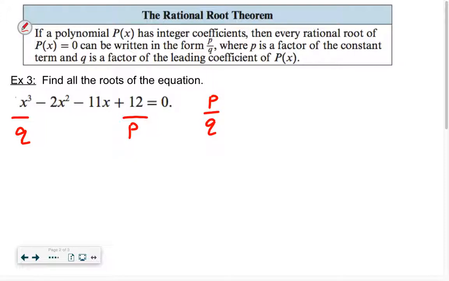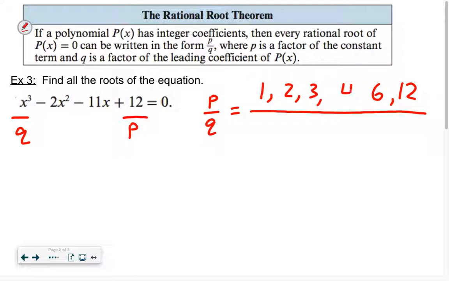Once again, p is 12, so let's start listing the factors of 12. Well, we have the trivial case of 1 and 12. It's even, so we know 2 is a factor. And then I also know 3 and 4. Factors of q. What's our leading coefficient here? 1. And I will tell you, the smaller the number, the fewer the factors, the easier this problem will be. So the only factor of 1 is going to be 1.